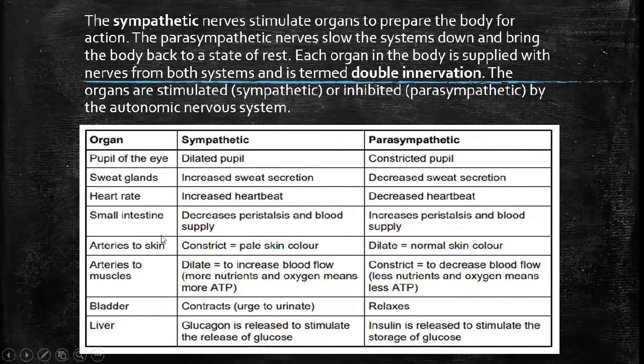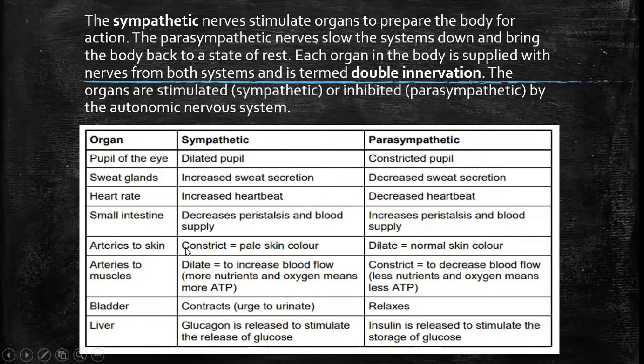Now, you can't digest food when you are running. You can't eat while you are running. That's a fact, you can't. So peristalsis is being decreased and blood supply is decreased in the small intestines. But during the parasympathetic nervous system, your peristalsis is increased and the blood supply is increased. Remember guys, parasympathetic is rest and digest. So when your digestion occurs, peristalsis occurs. Therefore, there must be intense peristalsis. So peristalsis has to be increased.